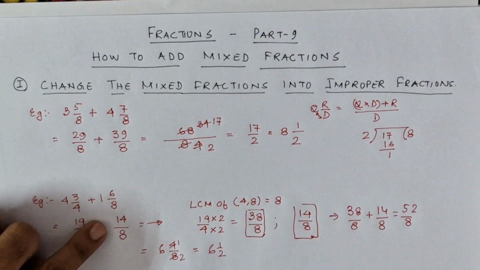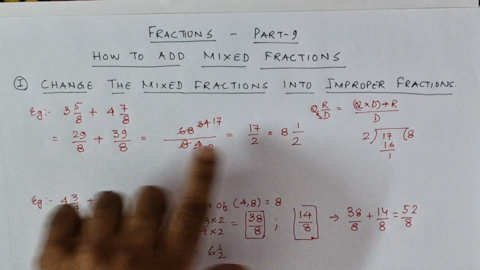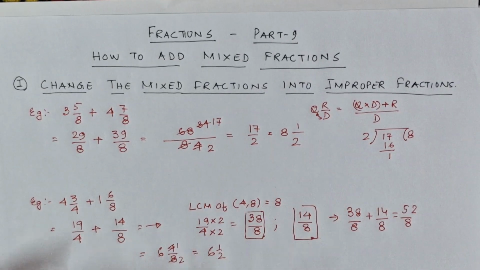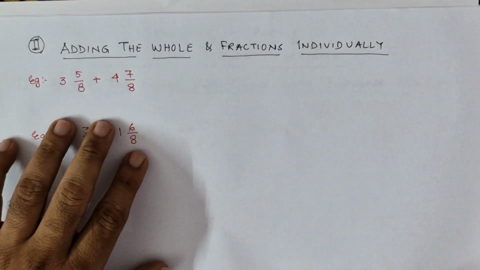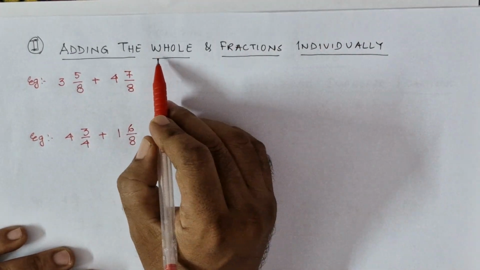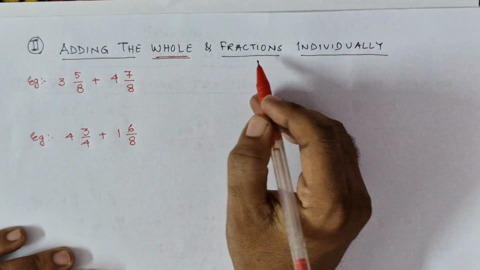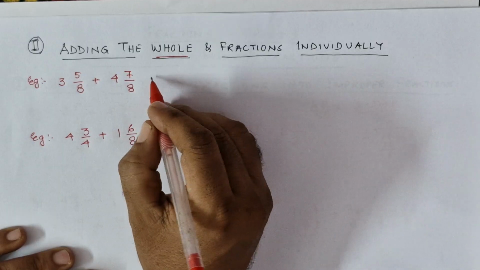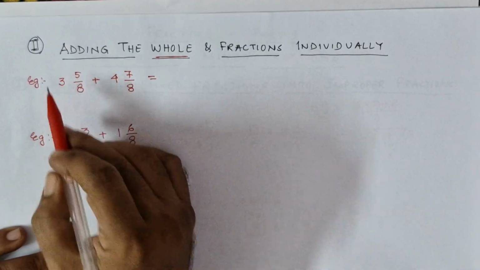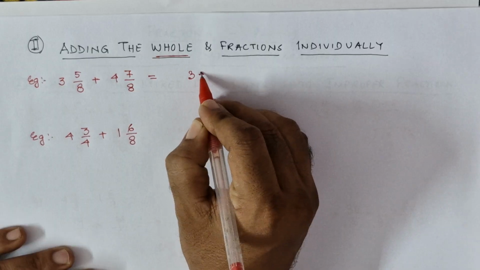We have been converting this into like fractions, then adding it, or converting this into improper fractions and adding it. Yes, we are going to do it, but in a much faster way. We need to add the whole part first and then the fractional part later. So we have taken two examples. 3 and 4, we will add this up first.